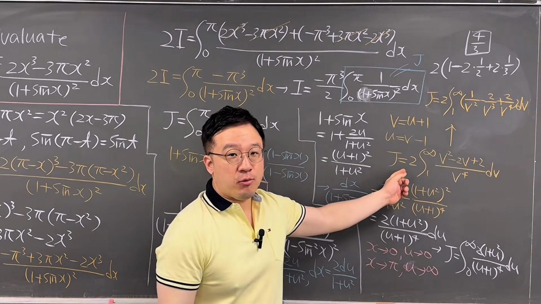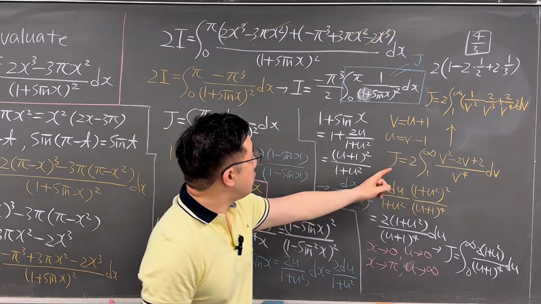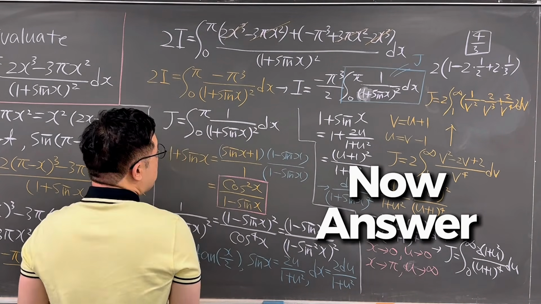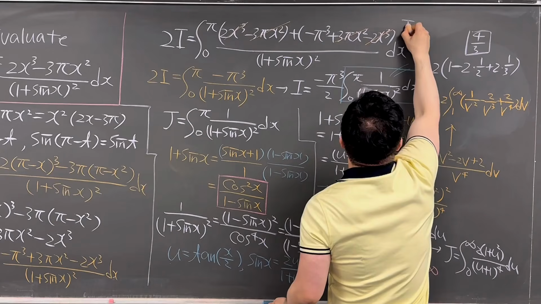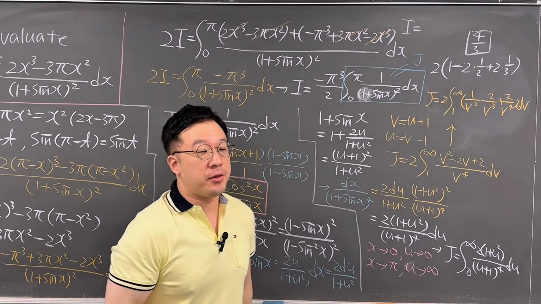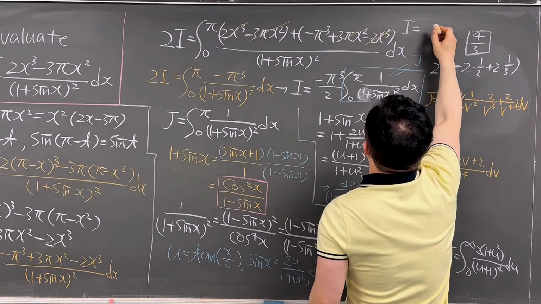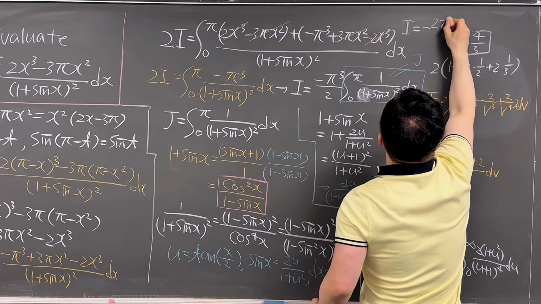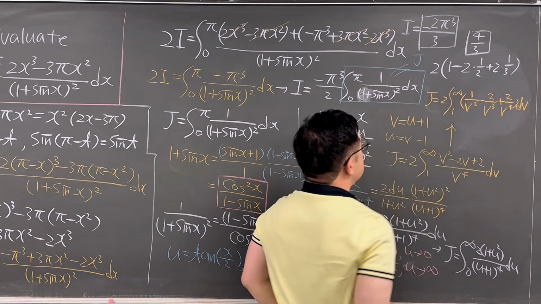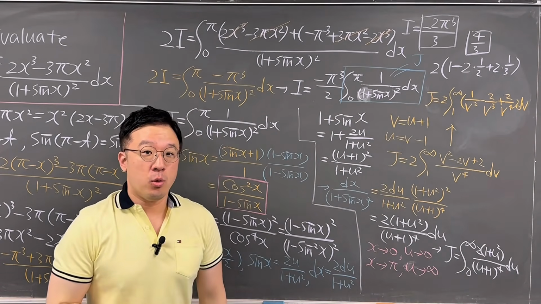So the value of this integral J is now 4 over 3, that we should multiply by negative pi cubed over 2. So the answer for this question, I, is going to be negative pi cubed over 2 times 4 over 3. That's going to be negative 2 pi cubed over 3. So negative 2 pi cubed over 3 was the answer for this question.